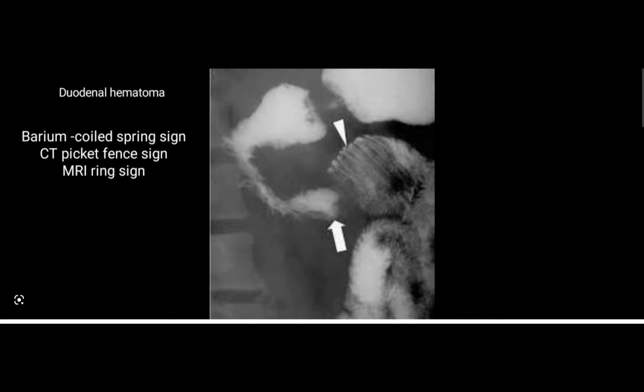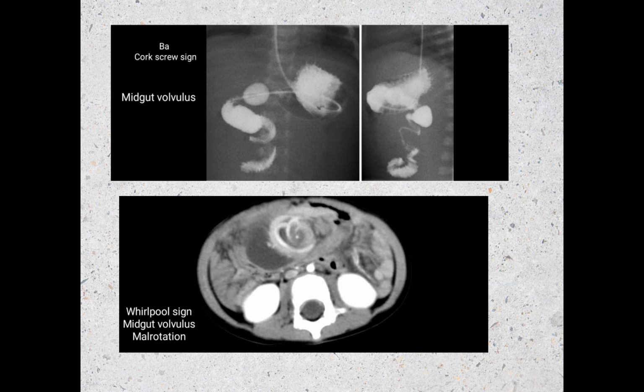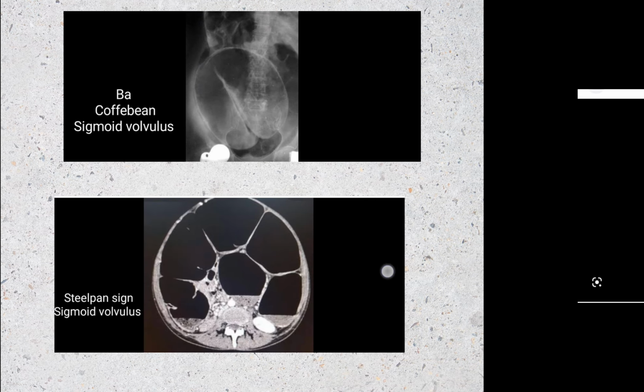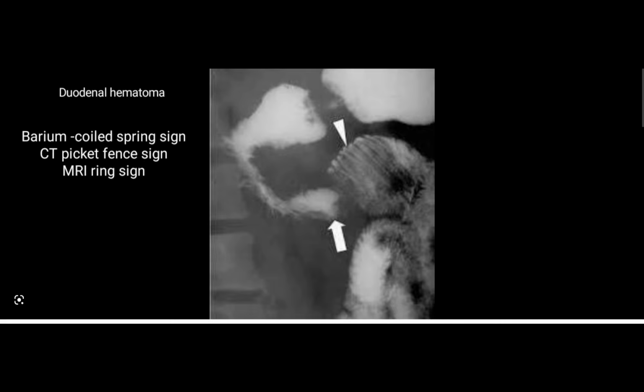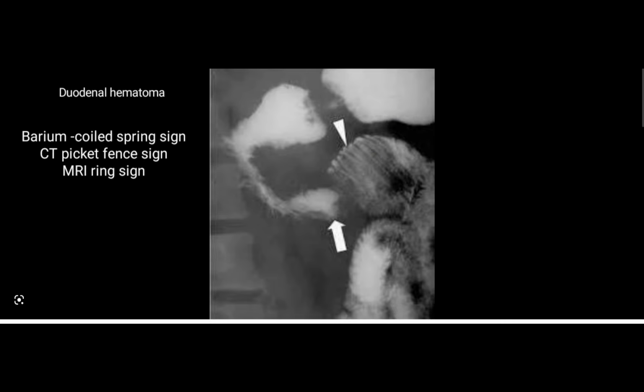Then we have the duodenal hematoma. In the duodenal hematoma, we will have the coiled spring sign. The corkscrew sign was what we had in the midgut volvulus. Here we have the coiled spring sign in the duodenal hematoma. This is the region of the stomach, and this is the duodenum. Coiled spring sign on barium. On CT we will have the picket fence sign, and on MRI we will have the ring sign.